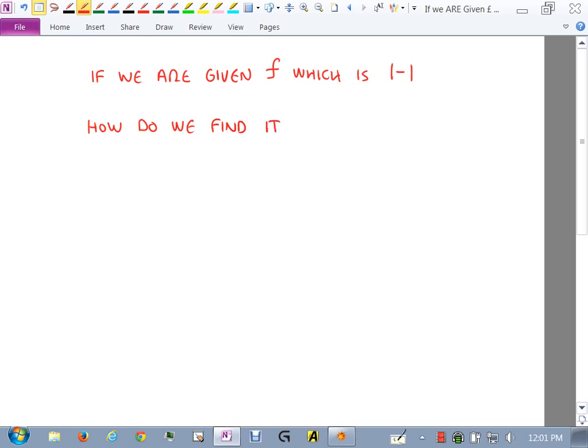Before I do that, let's talk about what we're going to need to happen. So if we are given f, which is 1-to-1, which means it has an inverse, okay? If we are given f, which is 1-to-1, how do we find its inverse? All right, so let's see if we can make sense out of this.